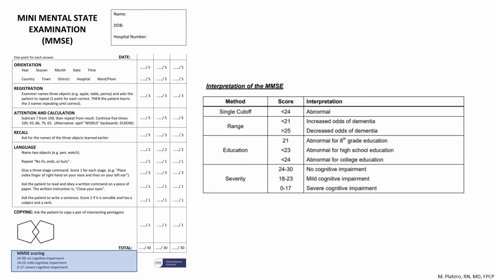Take note of this table on how to interpret the scores. Consider the educational background of your patient when interpreting the results. For the general population, a score of 24 to 30 is interpreted as no cognitive impairment.